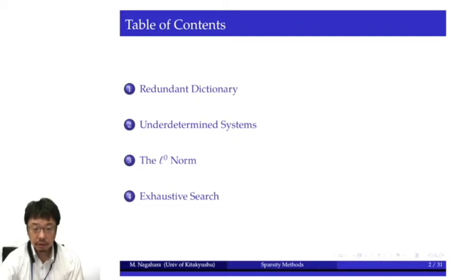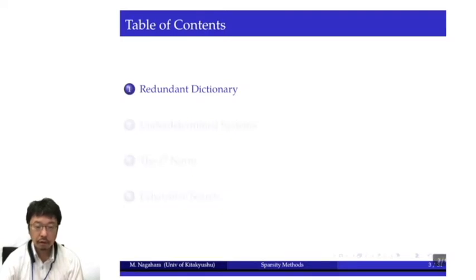To solve the sparse representation problem, or L0 optimization problem, we here introduce the method of exhaustive search, which is a brute force algorithm and very heavy computation. Now, let's start with redundant dictionary.